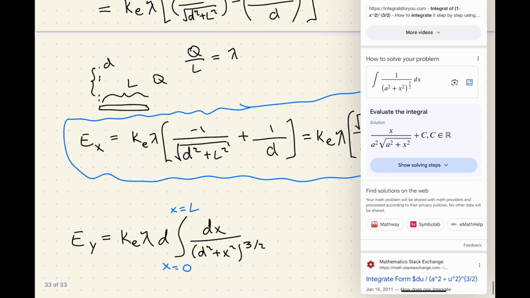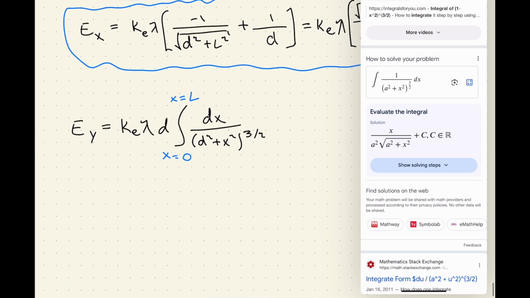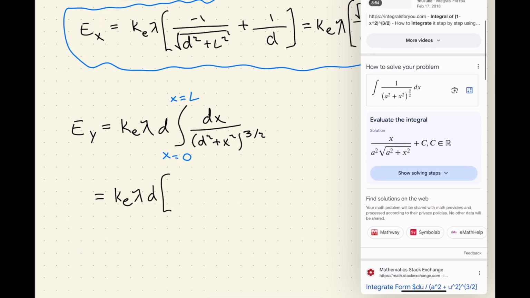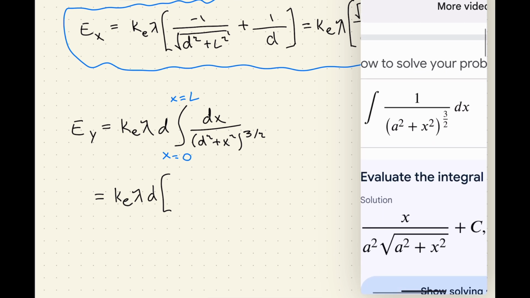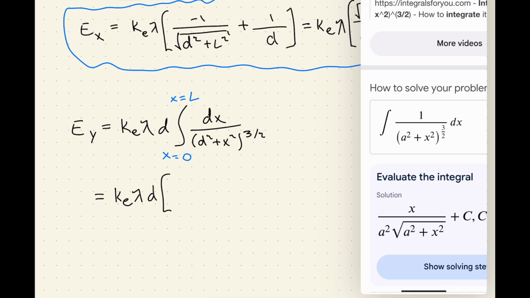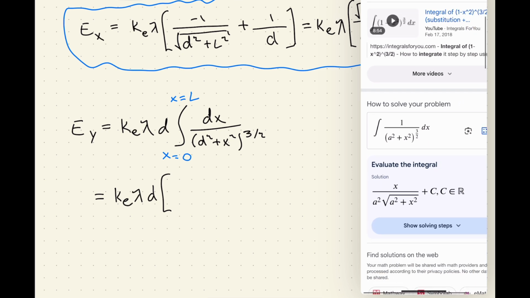So we have an answer here. Let's rewrite this: k_e lambda d, open brackets. Now let's put our integral. Here we have the integral over here in this page: 1 over open brackets a squared plus x squared, and in our case, let's replace a with d. It doesn't matter. Then close brackets, 3 over 2 in the exponent in the denominator. Differentiate with respect to x. That is exactly what we have here.